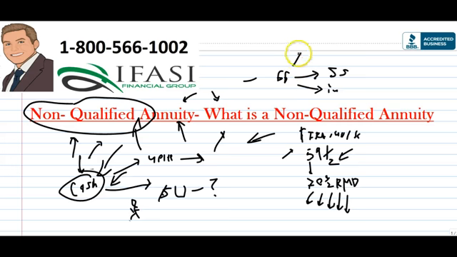As long as you're above the age of 59 and a half, that's typically the sweet spot on how to really leverage a non-qualified annuity properly.